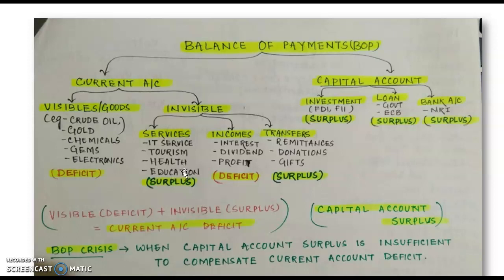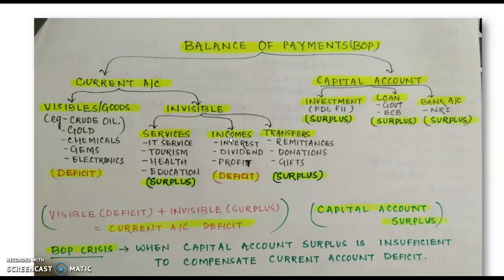When we have better health infrastructure and some foreign people come to India for the treatment of their illness, that means we are exporting that health service. And when foreign students come to India to pursue their education, we call that exporting education. So here, as we have core competence, as I said already, we have surplus.